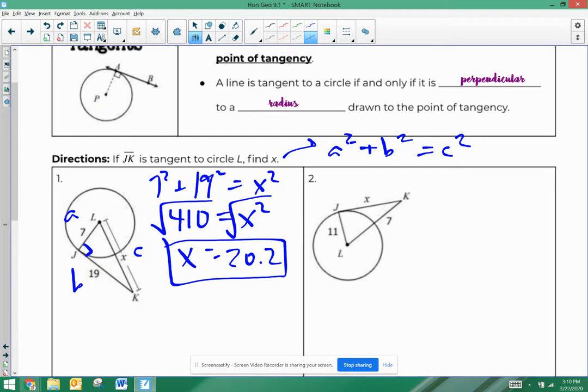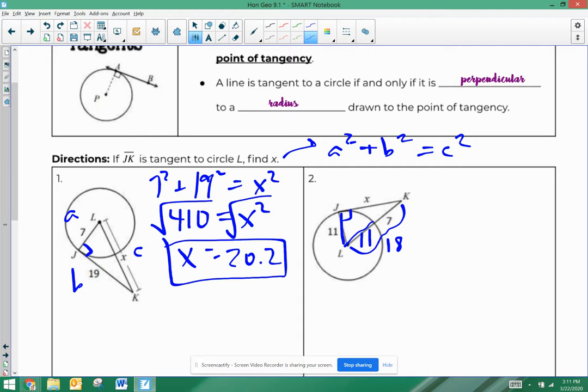JK is tangent to circle L. So my right angle is here. So I know that this is my hypotenuse, but the whole thing is the hypotenuse. Wow. A couple days out of school, don't know how to act. All right. So since my radius JL is 11, I know that this part is also 11, making this whole thing 18. Okay, so number one was kind of like the easiest one, and then they'll all get a little trickier from there.